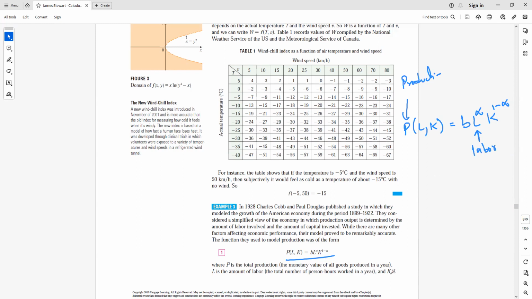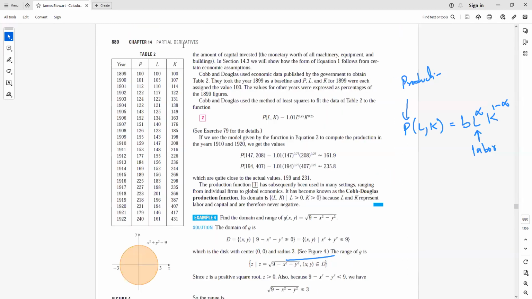Okay, and K is the amount of capital invested, right? So it's the capital invested. Okay, and B is some constant, right? So this production cost depends on the labor cost and the capital that is invested, right?